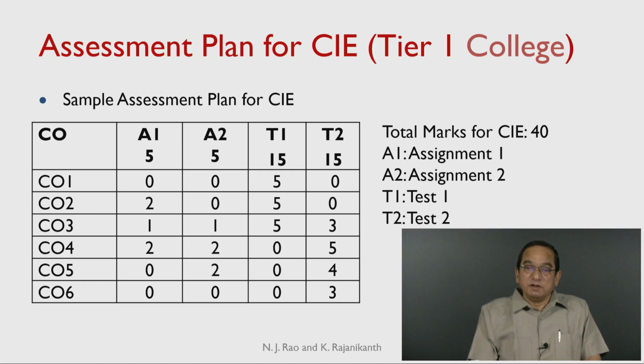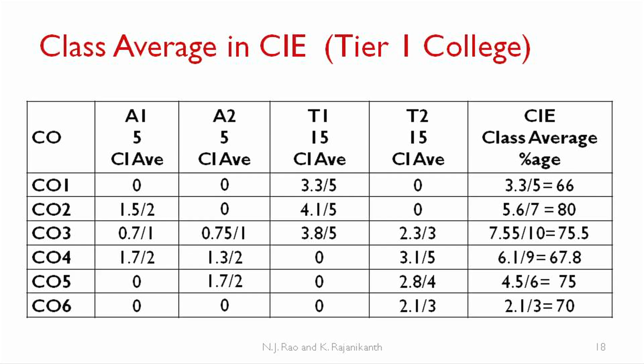Now we need to determine what is the average performance of the students in all these assessment instruments. That would give us an indication of the direct attainment of COs from the CAE. So this shows the class average for the same example. For CO1, out of the 5 marks, the average performance of the students in the class amounts to 3.3 marks. So we can say that the CO attainment is 3.3 out of 5, which is equal to 66%, which is shown in the last column.